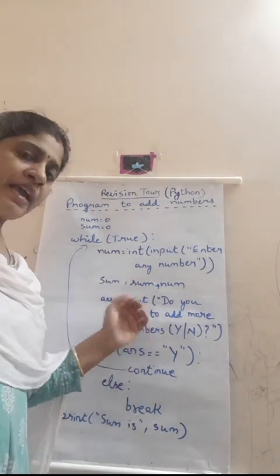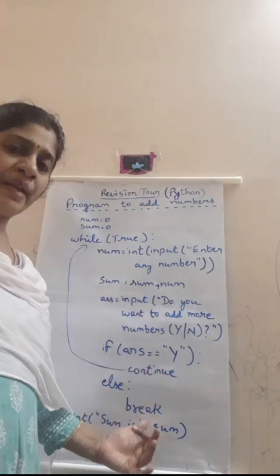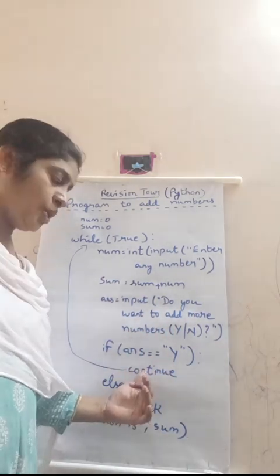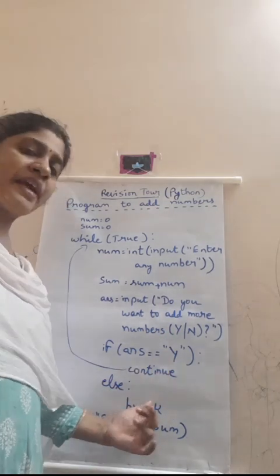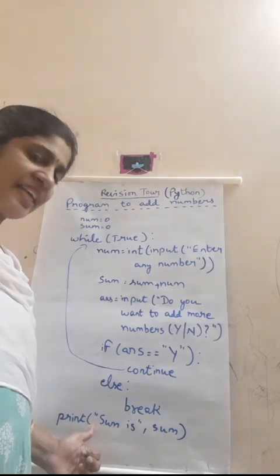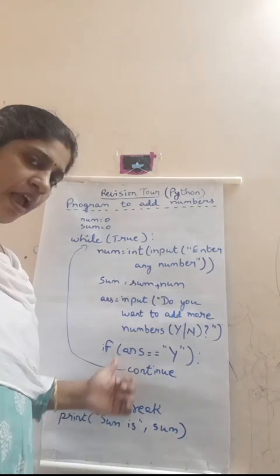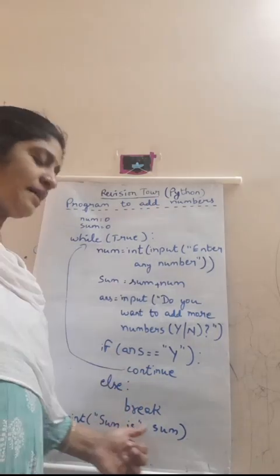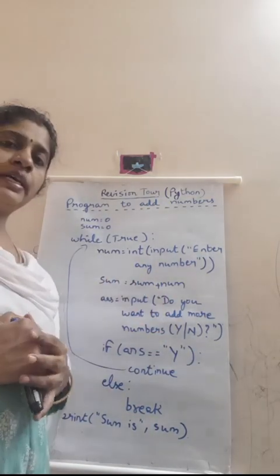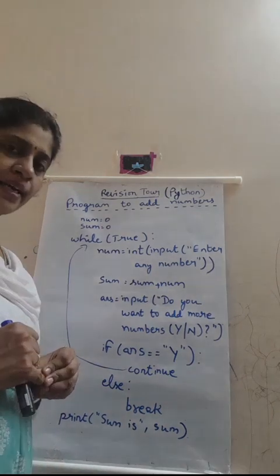So in this program I have used both the statements continue and break. Depending on the answer, I have used whether you have to continue the loop or you have to break the loop, and you can display the message at the end of the program. After the loop, you just display the sum is sum. So this is the example for continue and break.